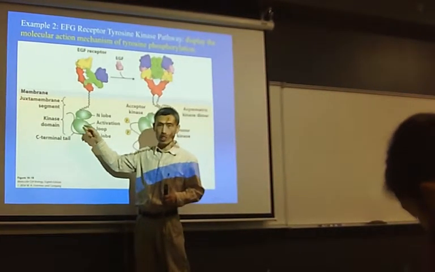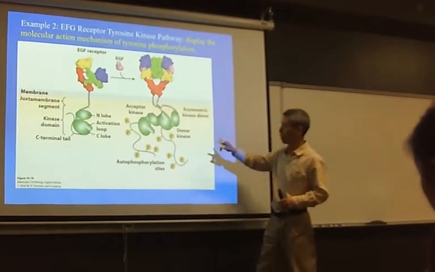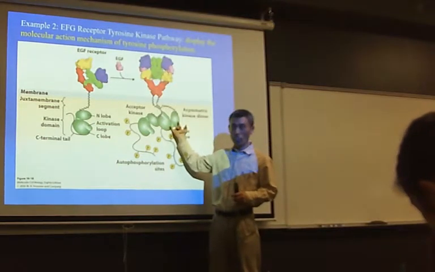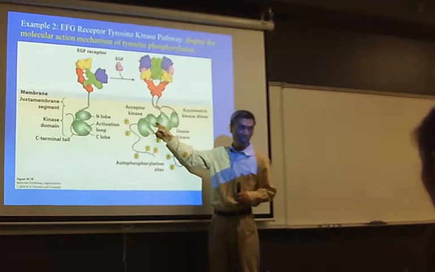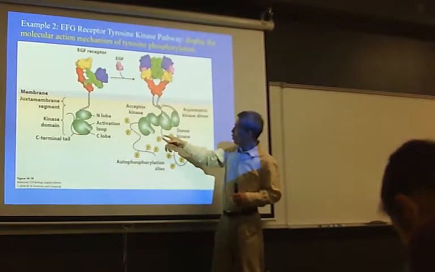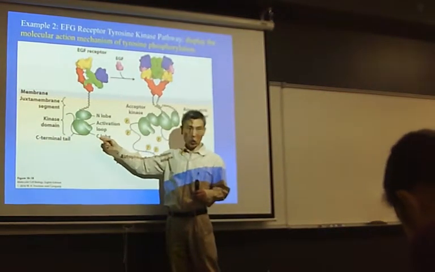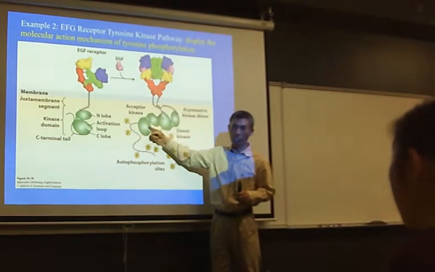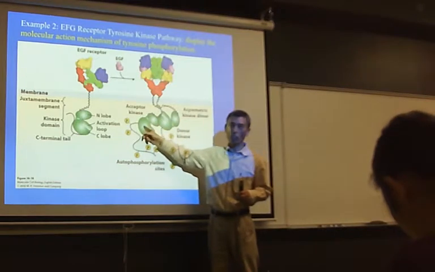It's its own intrinsic domain. Upon dimerization, what happens here is that two kinase domains are interacting in a tail to head manner. This is the tail and this is the head. Right? So you see this is the N lobe, which means close to the N terminal, and the C lobe means close to the C terminal. So you have N and C and N and C, kind of a head to tail or tail to tail, if you want to say, physical interaction.